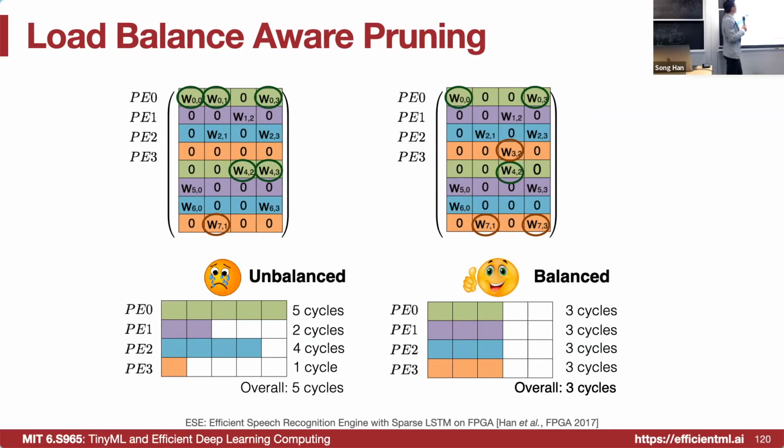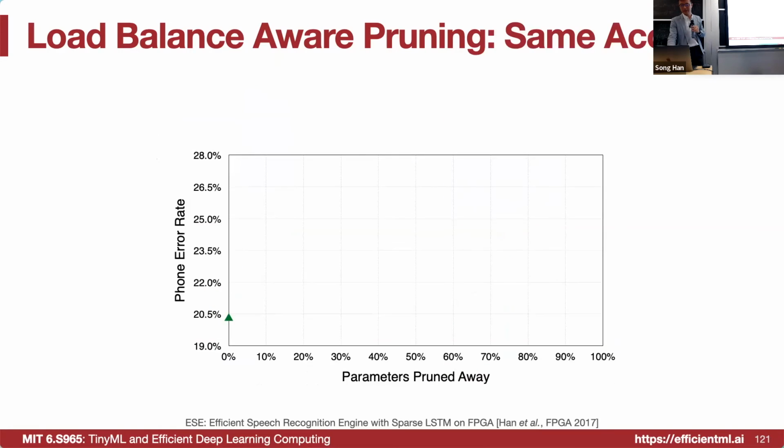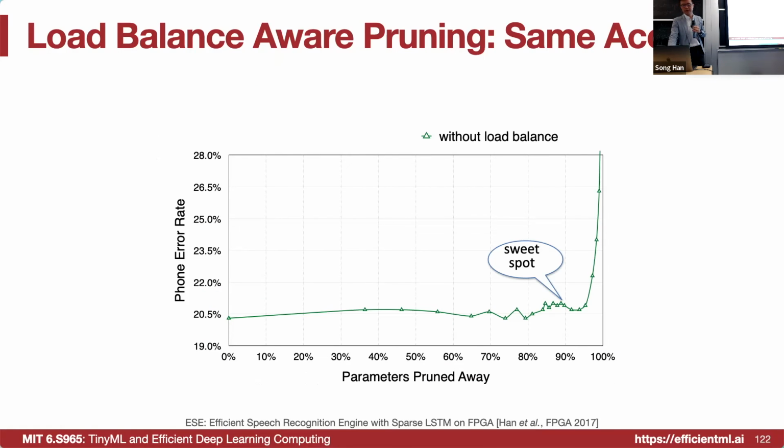So we want to run such load-balance-aware pruning, where we make sure each PE has a roughly similar number of non-zero elements. In this case, the green PE has 1, 2, 3 non-zero elements, similar for the orange and others. As a result, overall cycles are very balanced. But this is an actual constraint we have to add. Does it hurt the accuracy? That's really the question, so we did this analysis.